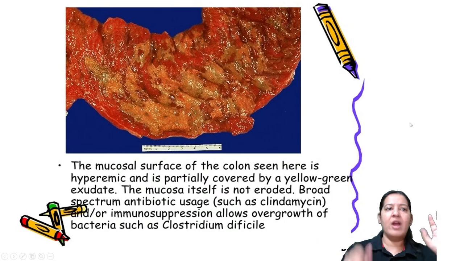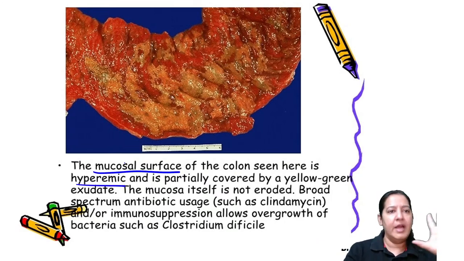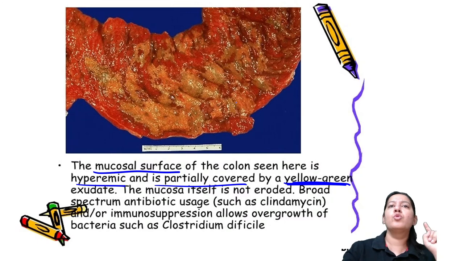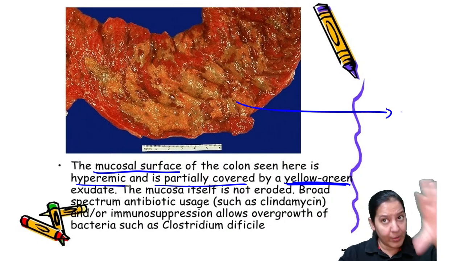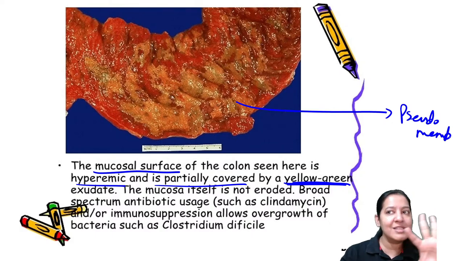So this is the diagram. You can see the mucosal surface of the colon here is hyperemic. It is red, extremely red. And it is partially covered by a yellowish-green membrane. It is known as pseudomembrane. It is not a real membrane. It looks like a membrane, but it is not a real membrane. Pseudo means it is false membrane.